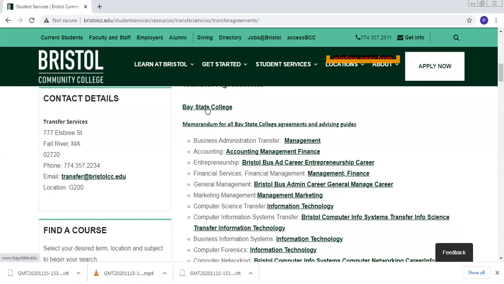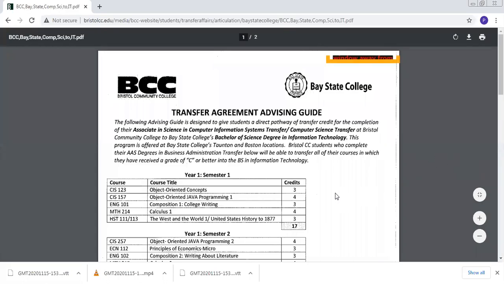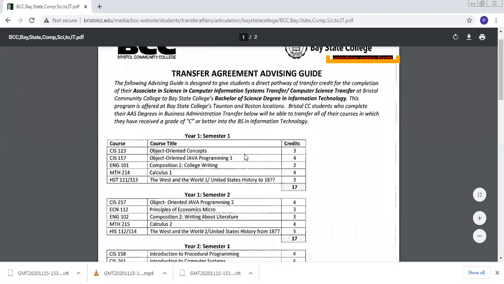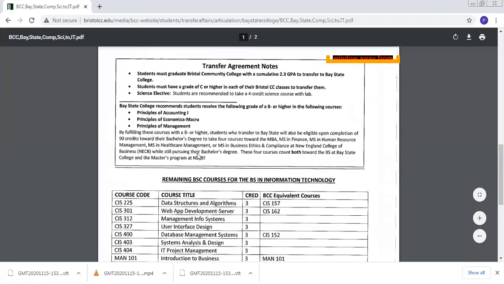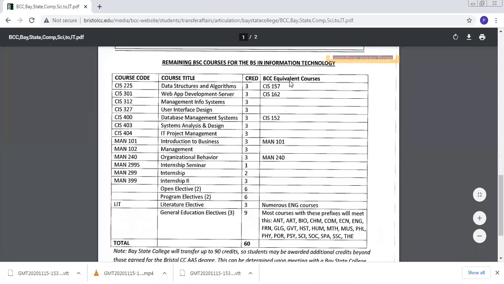So for instance, Bay State College is not part of the state college system, okay? It is a private school. So you would click on one of these and just see if you're interested, for instance, in information technology, you would click on this and it's going to show you what they offer and what classes you would take each semester at Bay State. Notice you have to have a 2.3 cum GPA, all right?